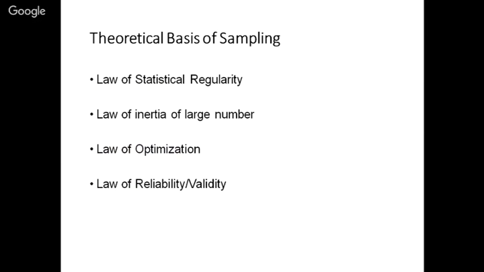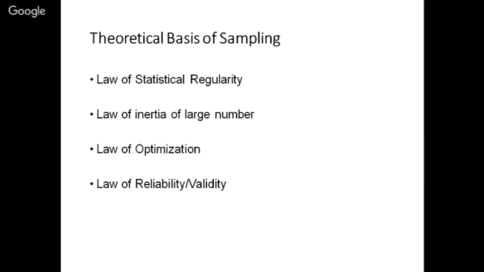Then what are the various theoretical bases of a sampling process? Theoretical basis of a sampling process means, how do I select a sample? What will be my sample size? What will be my different sampling techniques? These are all considered as the concepts of sampling or the theoretical basis of sampling, and there are 4 different laws related to it. First one is the law of statistical regularity.